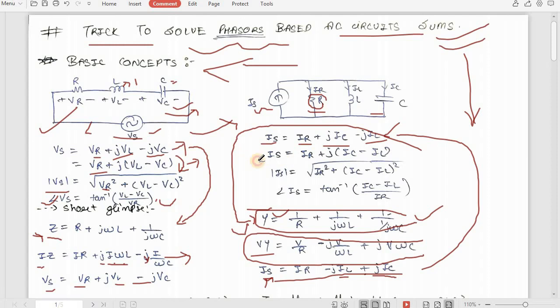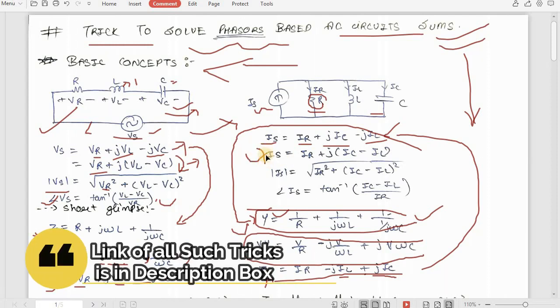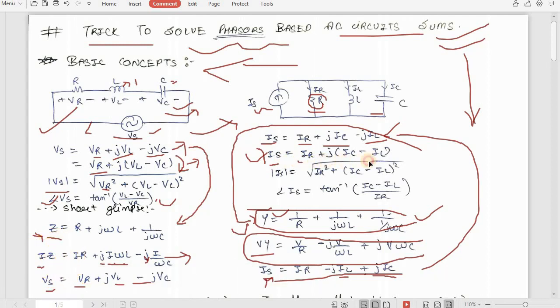Okay, so if we simplify this equation, if we club real and imaginary parts separately, we will get IS equals IR plus J(IC minus IL). Note this difference: here you were having VR plus J(VL minus VC), here you have IS equals IR plus J(IC minus IL). Now if you find the magnitude, it will be mod of IS equals under root of IR square plus (IC minus IL) the whole square. And if we calculate the angle, it will be tan inverse of (IC minus IL) by IR.